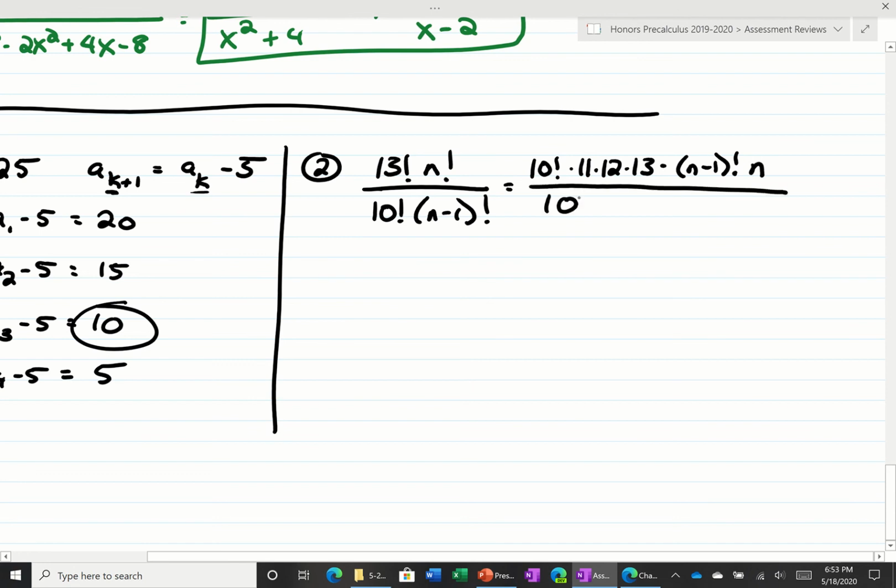And if we divide that by 10 factorial times n minus 1 factorial, these cancel, the 10 factorials cancel, and we wind up getting 11 times 12 times 13. 11 times 12 times 13 is 1716, times n. All right, so that's going to be an option.